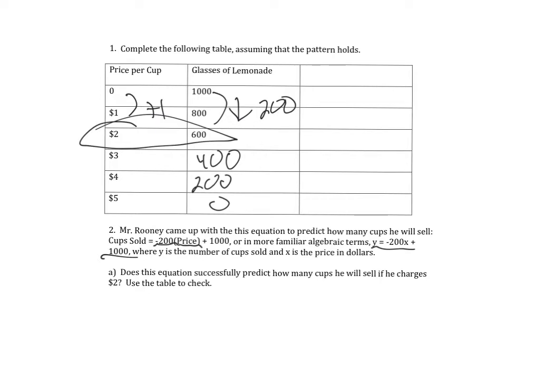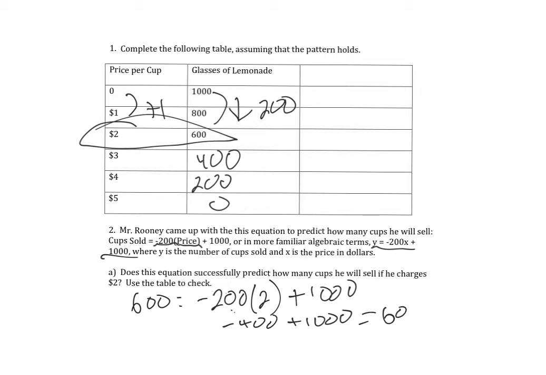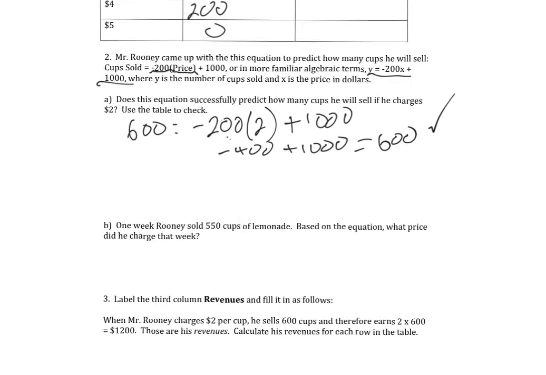So we plug it in. Is it true that 600 is equal to negative 200, which is our slope, times our value of x, which is 2, plus 1,000? Well, this is equal to negative 400 plus 1,000, which is equal to 600. So it checks: that equation does work for this value in the table. We just wanted to do a check of that.